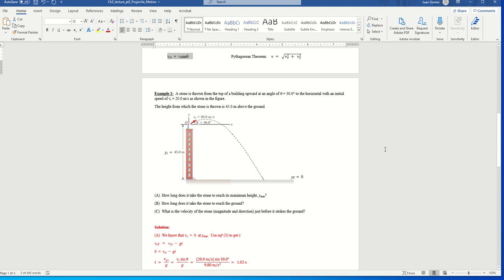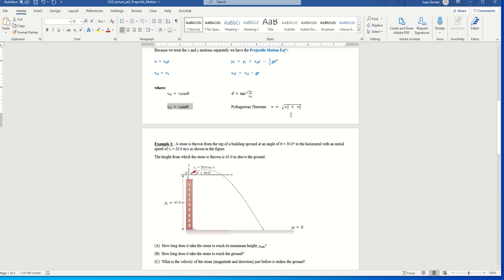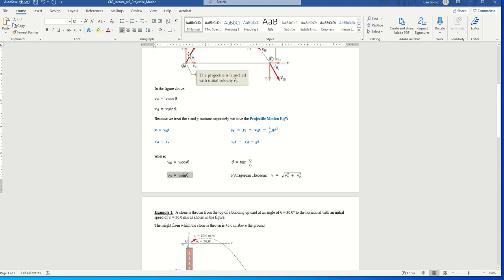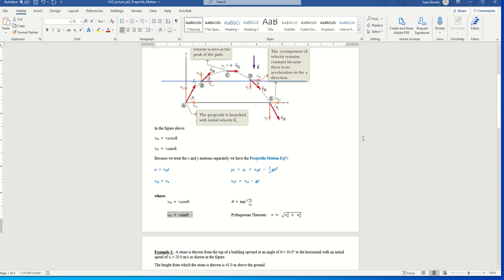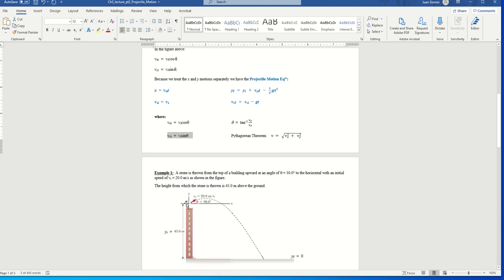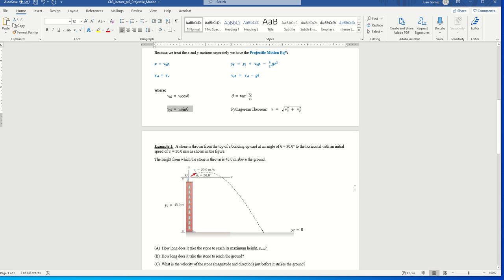Okay, let's do an example where we actually toss in some numbers. Here we have a stone thrown from the top of a building upward at an angle of theta equal to 30 degrees. So the launch angle theta is 30 degrees, and the magnitude of the initial speed is 20 meters per second. The height from which the stone is thrown is 45 meters above the ground.